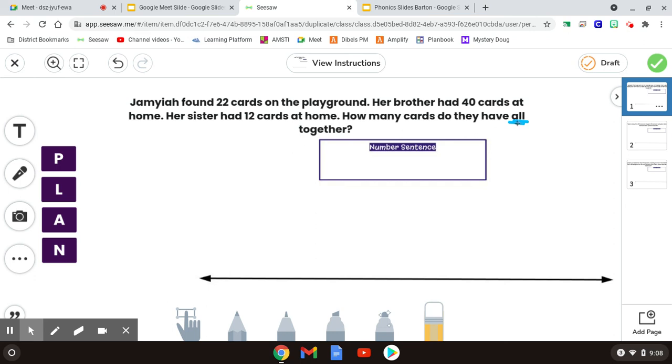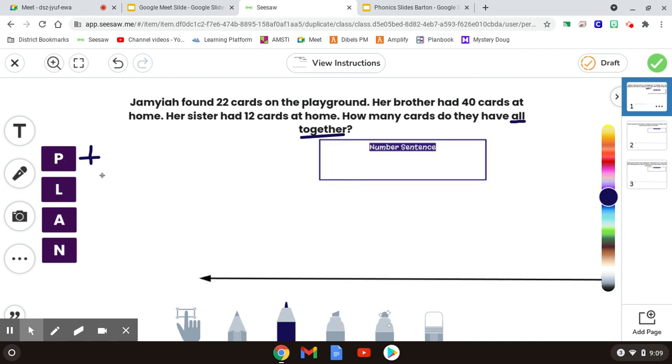It's asking how many we have all together. So that's going to be addition. I know that all together is going to mean addition. So I'm going to put my plus sign over here next to problem type. The P in plans stands for problem type, and we're adding.